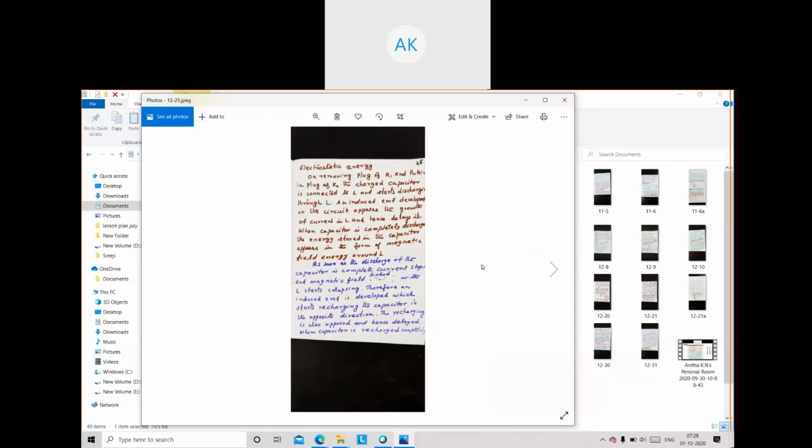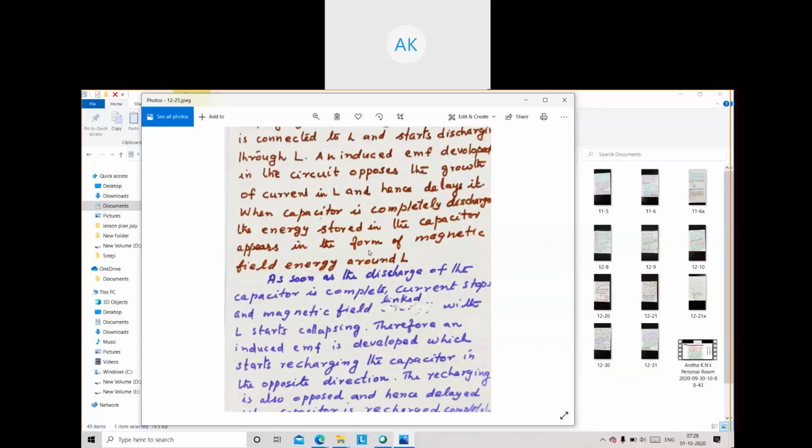Only a qualitative study is needed. I need to study in detail according to the syllabus. Qualitative, you should know what is happening.